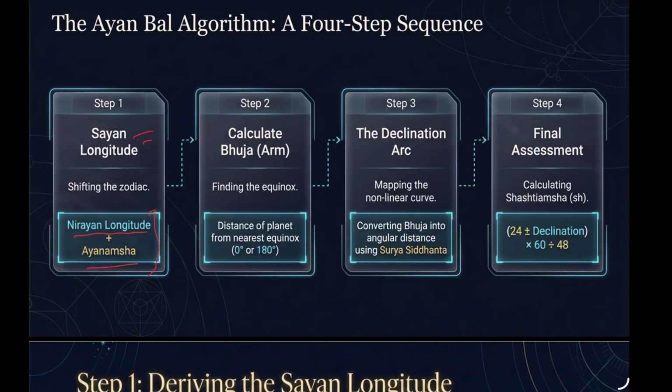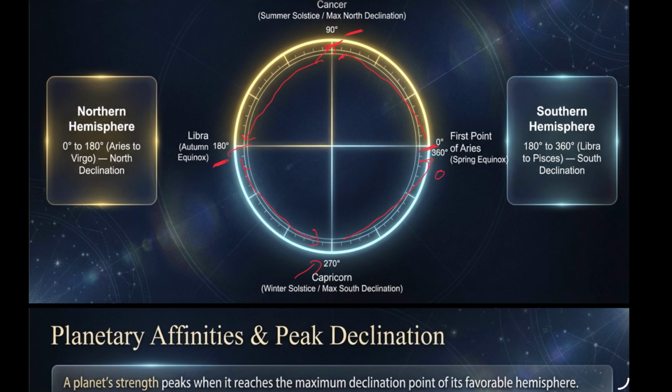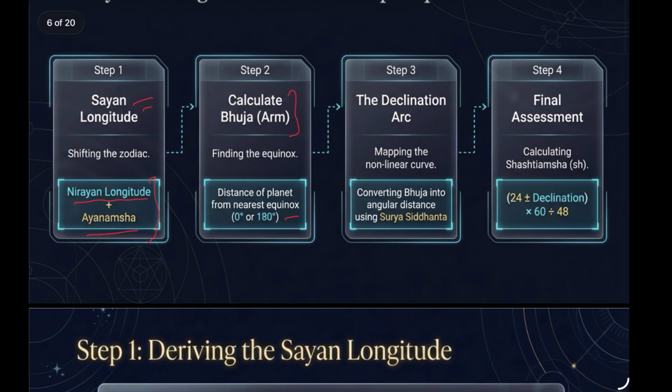After that, we have to calculate the Bhuja or arm. It is the distance of planet from nearest equinox. Whether planet is here, here, here, or here, whatever is the nearest equinox point, we have to find the value of Bhuja by subtracting it. Then we have to calculate the declination arc. We have to convert the Bhuja into angular distance using Surya Siddhanta calculation. I will cover this. And then the fourth step is we have to do 24 plus minus declination. Plus minus we decide based on whether the planet is in the northern hemisphere or the southern hemisphere, and then we multiply it by 60 and divide it by 48 to get the final value.